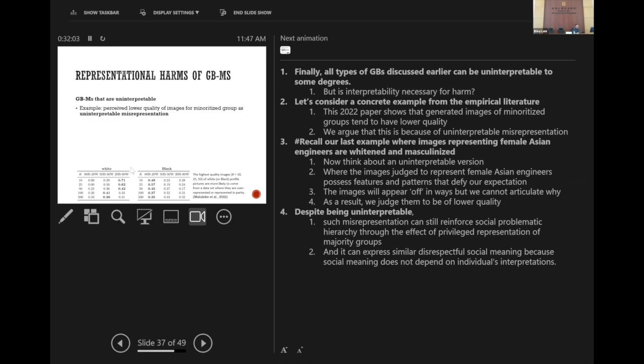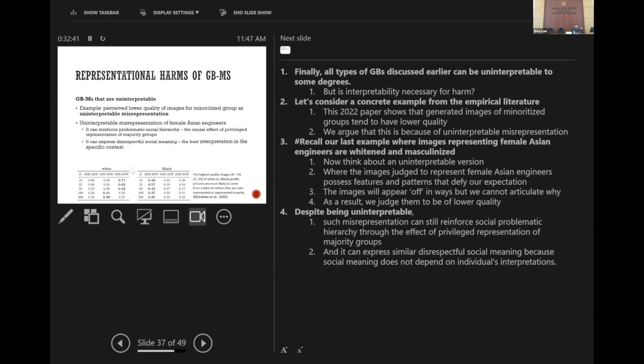Finally, all of the generative bias that we have discussed can be uninterpretable to some degree. But is interpretability necessary for harm? Let's consider, again, a concrete example that we draw from empirical literature. This 2022 paper showed that generated images of minoritized groups tend to have lower quality as judged by human test subjects. And we argue that this is due to a form of uninterpretable misrepresentation.